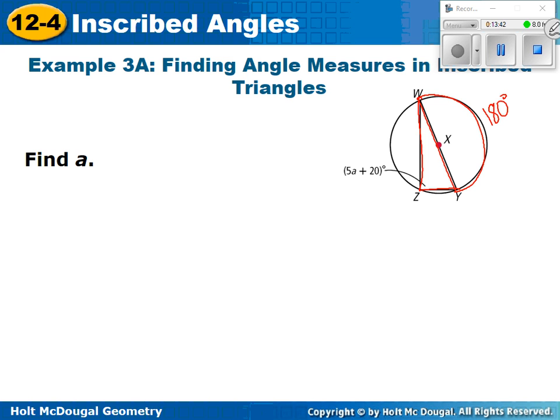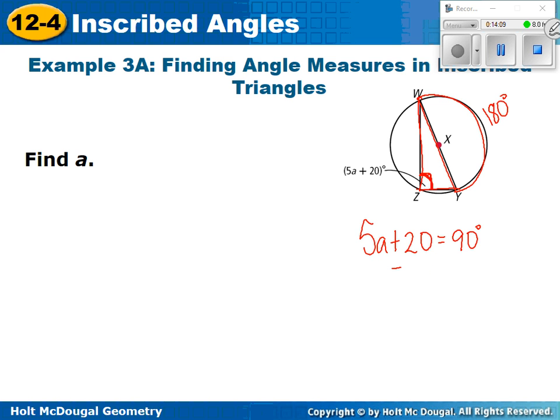And what kind of angle is WZY, this angle right here? It's going to be a right angle because it's inscribed, and the rule is it should be half of the arc. So that makes this turn into a right angle. So Hannah's right. We can just set that 5A plus 20 equal to 90 degrees. Questions? Don't really understand where we got that?